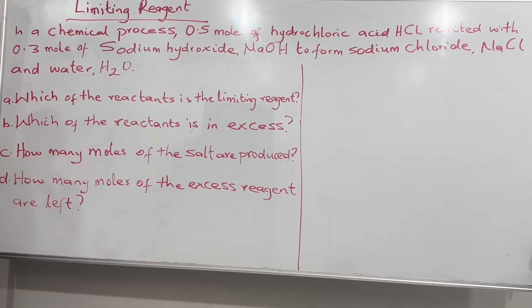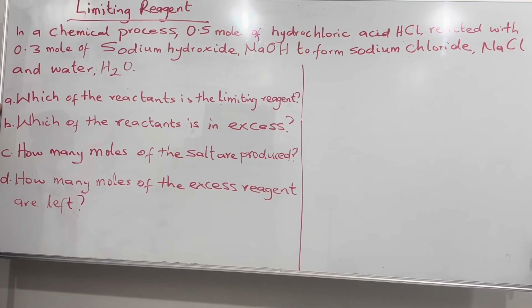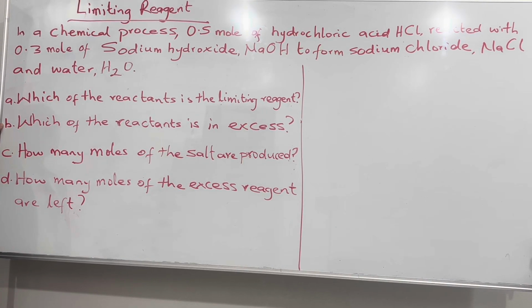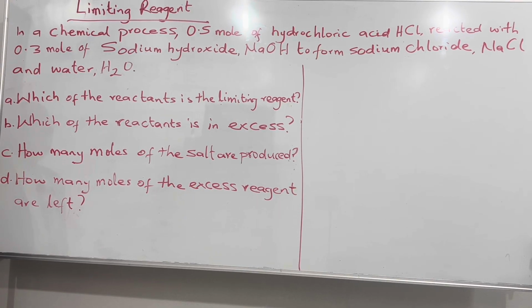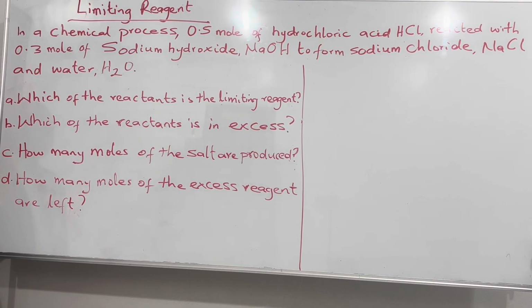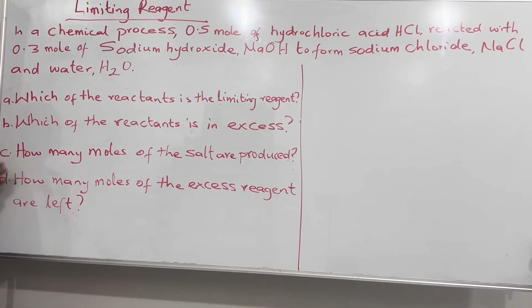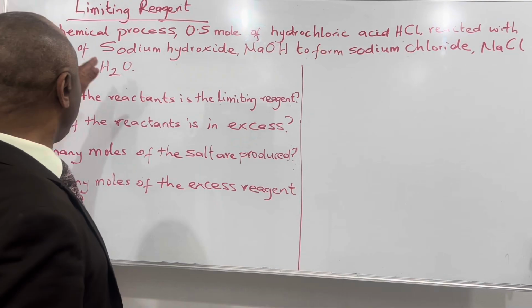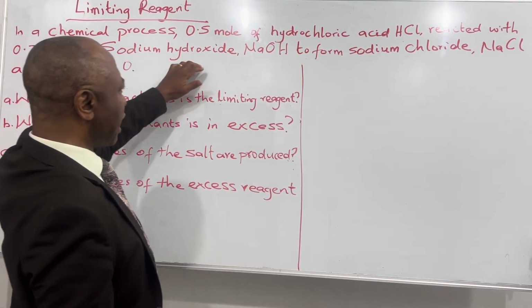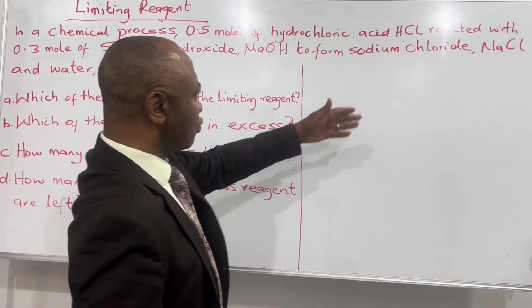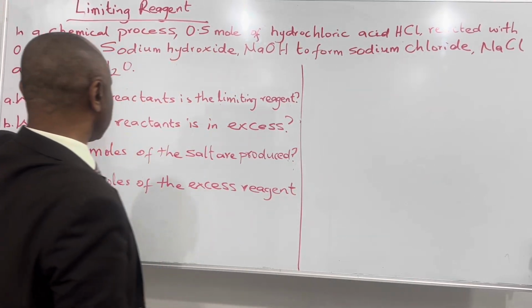Now, here are the questions. Which of the reactants is the limiting reagent? The second question, which of the reactants is in excess? The third question, how many moles of the salt are produced? And lastly, how many moles of the excess reagent are left? We have seen that hydrochloric acid reacted with sodium hydroxide to give you sodium chloride and water.